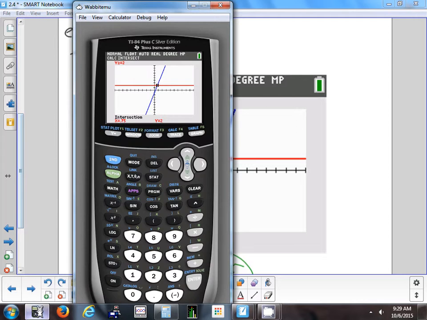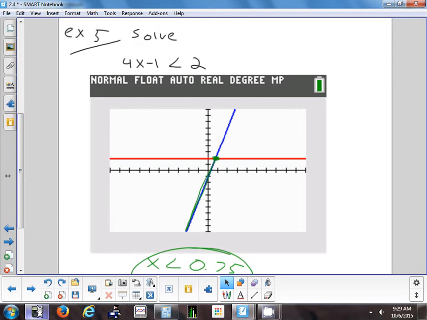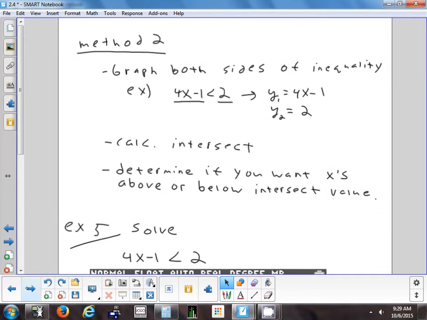Which method you want to use, method 1 or method 2? It's up to you. I think if 0 is already on one side by itself, I would use method 1. If 0 isn't on one side, maybe I don't want to spend the time rearranging it, so just use method 2. But either method will work. Any questions on either method? We're just going to practice a few more examples graphing those and using either one of these methods.